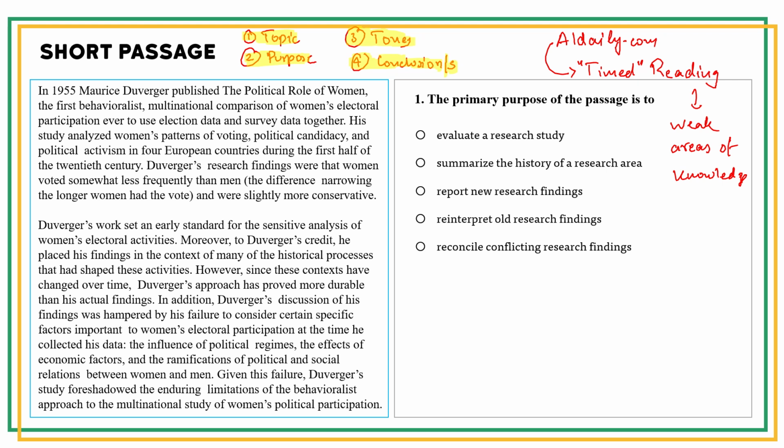And secondly, doing timed, guys, the keyword is timed, okay? You have to time your reading with a rate of 0.7 seconds per word, right? So the practice of timed reading from resources like aldaily.com from weak areas of knowledge will do wonders to you in terms of GRE preparation and strongly recommended.